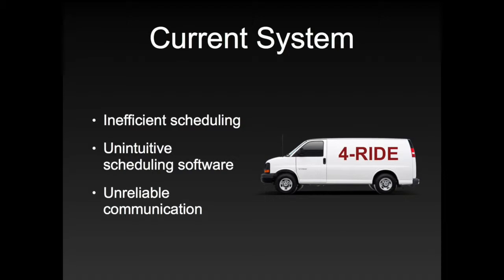Currently, GW offers 4Ride, which is an on-demand student shuttle service that operates between the hours of 8 p.m. and 4 a.m. While this service has become extremely popular among students on campus, it suffers from three weaknesses that prevent it from being an ideal implementation.